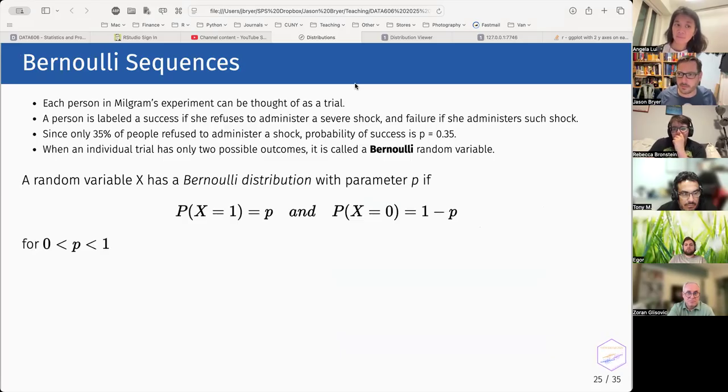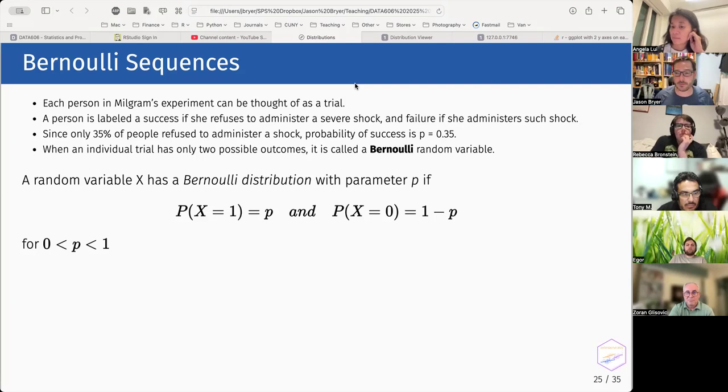But this kind of study describes something called a Bernoulli sequence, right? So we could think of each of these people as a trial. And I could use a more benign example. We could think of each person who visits a website: do they click on an ad or not? If you want to go the advertising route, that would be a Bernoulli trial, right?